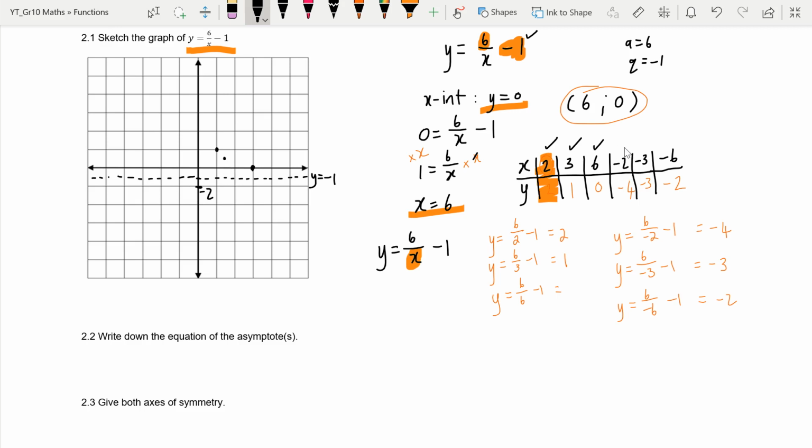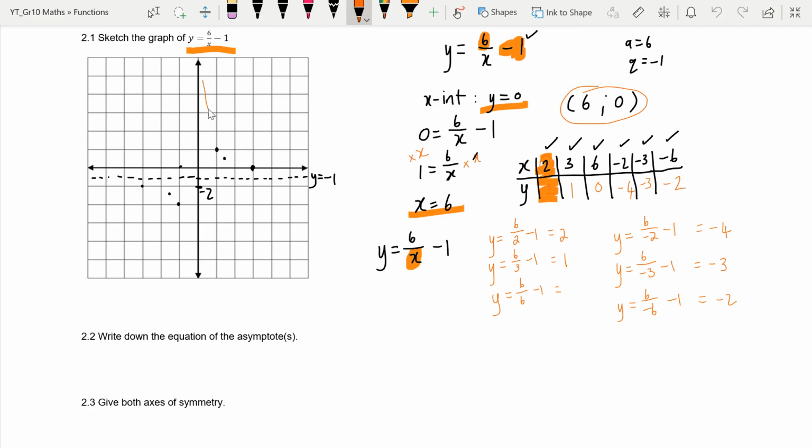And then when my x is negative 2, my y is negative 4. There we go. And then when my x is negative 3, my y is negative 3. And then when my x is negative 6, that one is by negative 2. There we go. So now we've got some points plotted that we can go and connect to draw our curves.